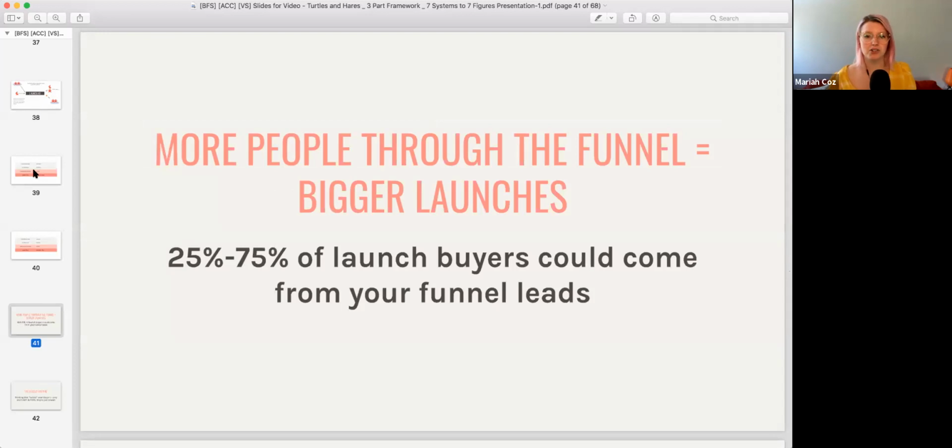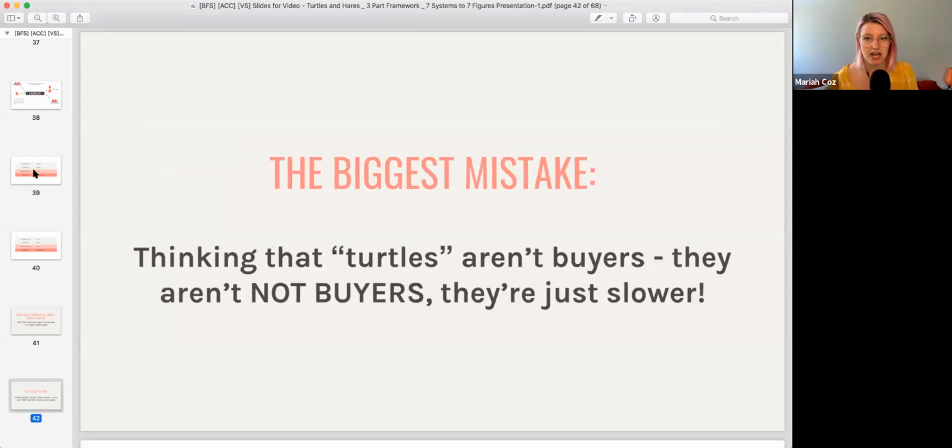The main thing you have to understand is that the more people who go through your funnel, the bigger your launches are going to be. And we have seen in our own clients that 25% to 75% of their launch buyers come from their funnel leads who didn't buy during their funnel. People who did not buy in the funnel, they end up coming back and then a ton of them are buying during their launches, right? So that means the funnel not only converted the hares and brought in revenue every single day that way, but it also did its job by warming up the turtles to buy during your next live launch.